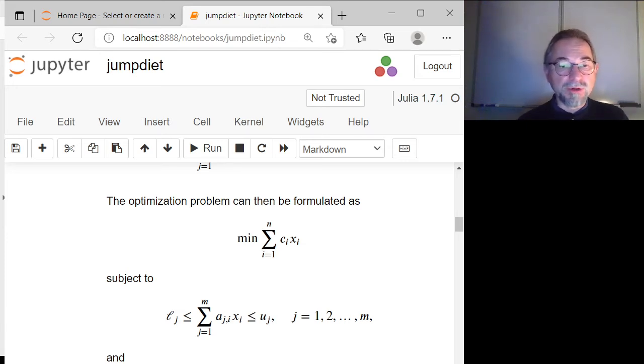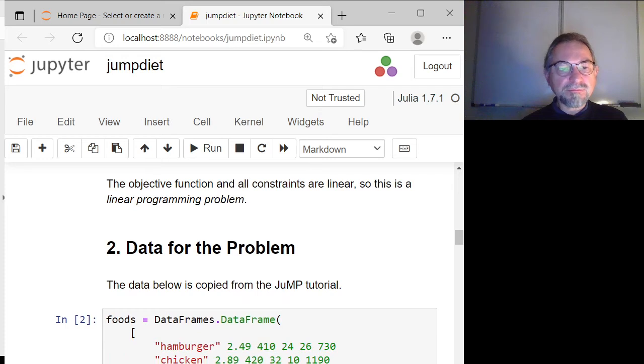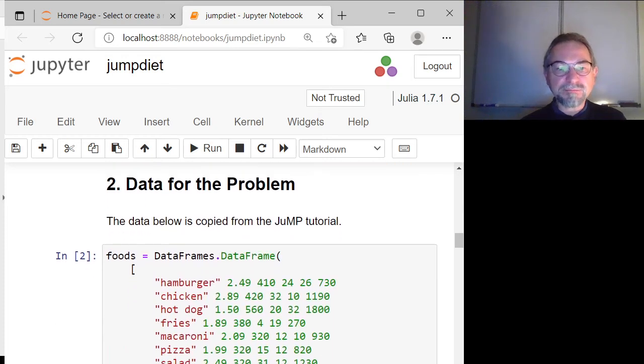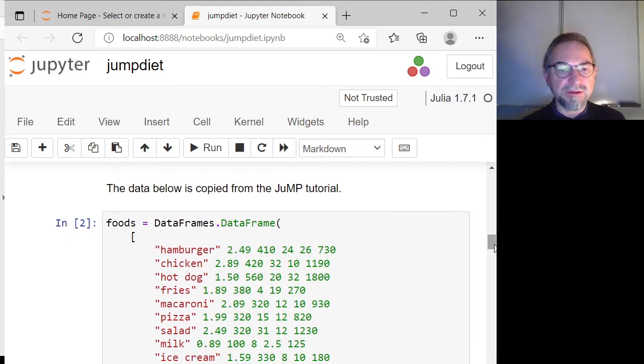So this is a linear programming problem, as everything is linear. This is another formulation, another definition, if you like, as a minimization. Now, how do we get the data? Here you see the data. Let me widen this a little bit. We have a data frame. I copied and pasted this from the documentation, from the tutorial. This is how it is defined.